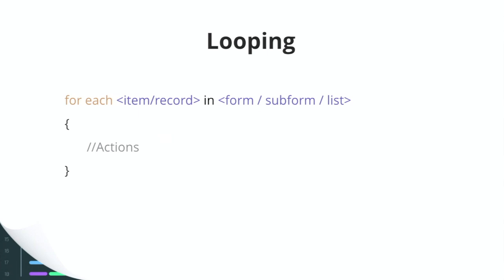All right, how does looping work? This is the basic syntax. So you say, for each item, record, whatever you want to call it. This is, again, like the collection variable, where you can just name it whatever you want.